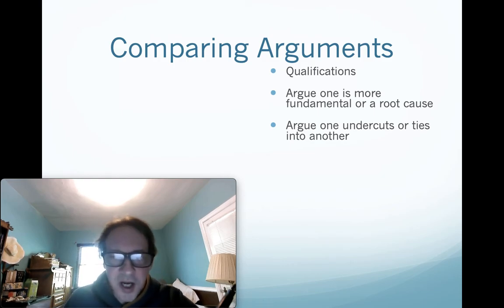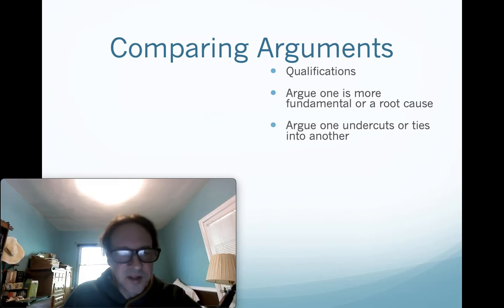Argue one undercuts the other or ties into the other. If I win that digital media promote innovation, then that will create jobs, right? So therefore, my argument is more fundamental because if we win innovation, we also promote jobs, which is their disadvantage.